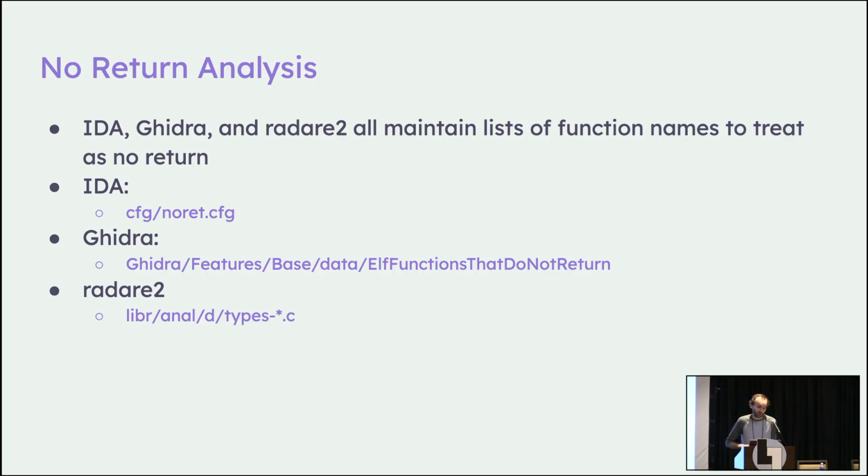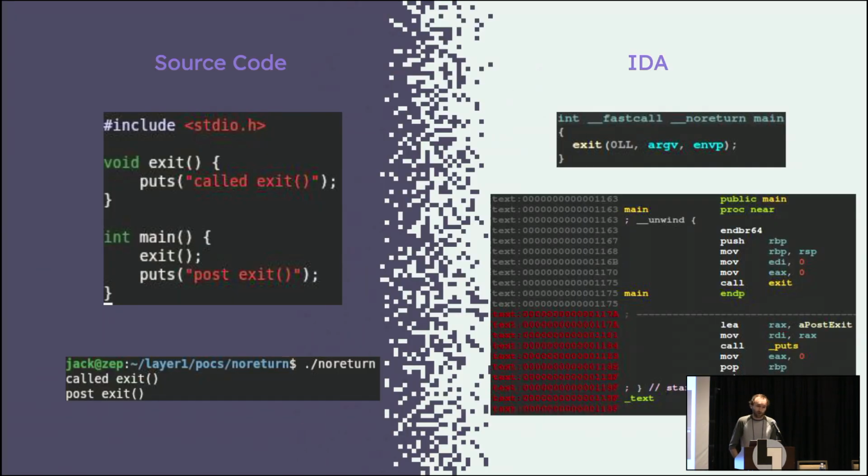What's interesting, though, is that the three tools we're looking at, IDA, Ghidra, and R2, all maintain lists of functions that they will treat as no return just based on their name. These are the files if you care to look for yourself. But basically what this means is if you name something exit, IDA is going to assume that that function never comes back once you call it. So this is a really easy trick. You don't have to modify the binary or anything. You can just compile this yourself with GCC.